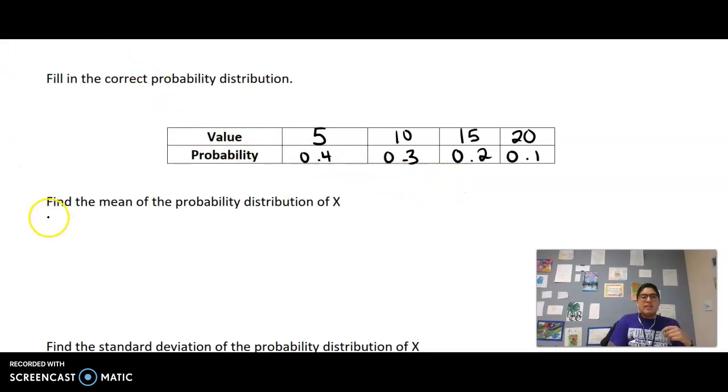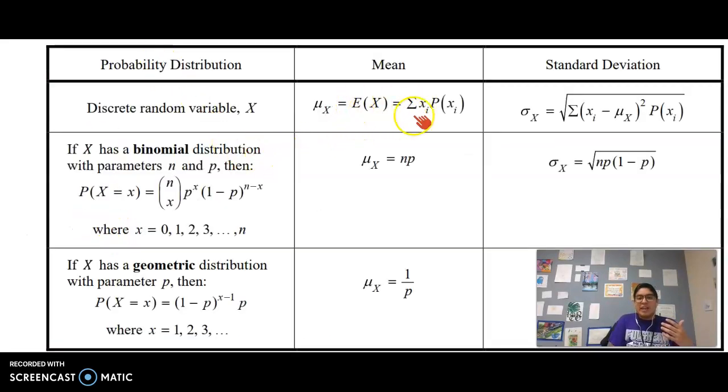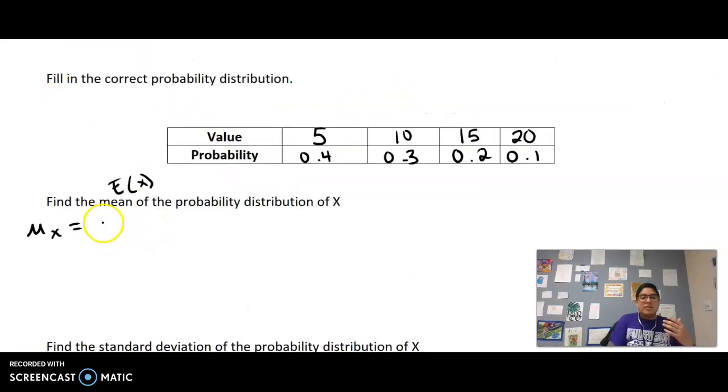Now, to find the mean, we are going to do 4 key parts. The first part is we're going to talk about what we're looking for. I'm looking for the mean or the expectation. Next, I'm going to show the formula that I'm using, and I'm just going to copy it here from my AP Stats formula sheet. So I'm just going to say x times p(x).